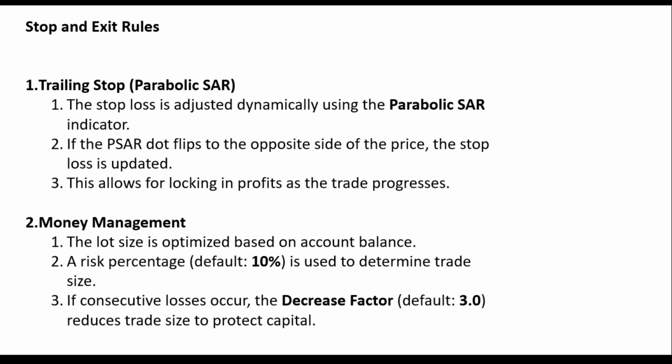Money management: the lot size is optimized based on the account balance. A risk percentage, default 10%, is used to determine trade size. If consecutive losses occur, the decrease factor, default 3, reduces trade size to protect capital. So this strategy reduces the size when we lose and increases it when we are winning, and this is the main idea of it. One YouTube watcher of my channel wants to know how to optimize this expert advisor and make it profitable, and this strategy can be profitable, and I will show you how in this video.